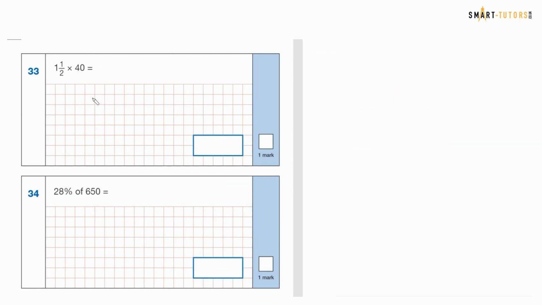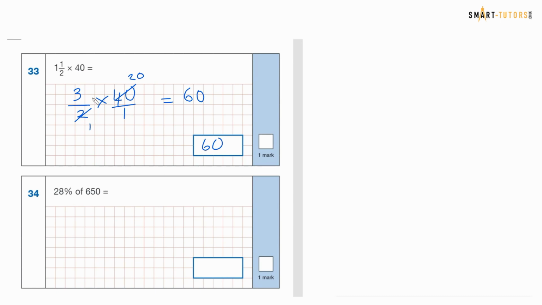1.5 times 40. Okay, so first we're going to change the mixed number to an improper fraction. So you're going to do 2 times 1, which is 2. 2 add 1, so 3 over 2 times by 40. So the easiest way to do is 3 over 2 times by 40 over 1. So you're going to do 2 divided by 1. So 40 divided by 2 is 20. 3 times 20 is 60. So the answer is 60. That is the answer. Perfect cross-cut method Manasi did.